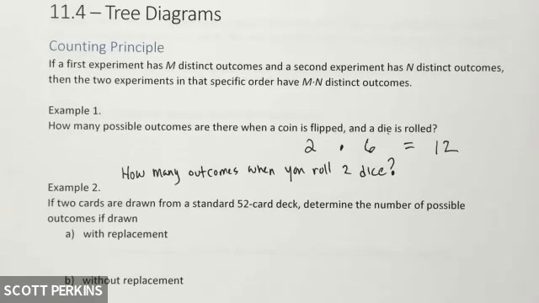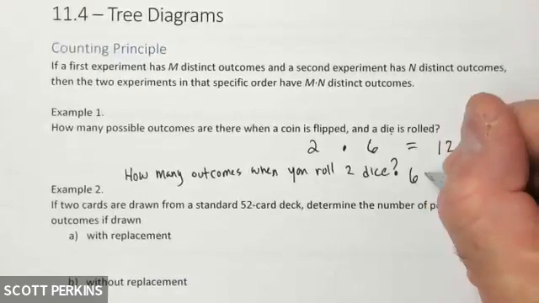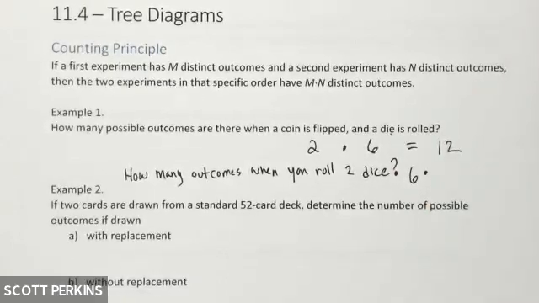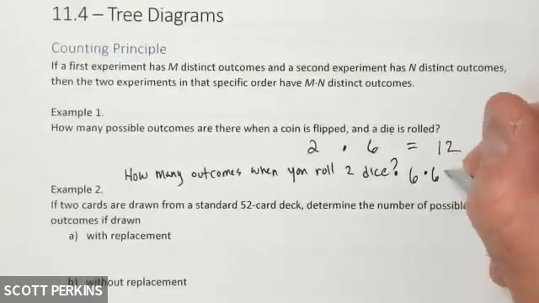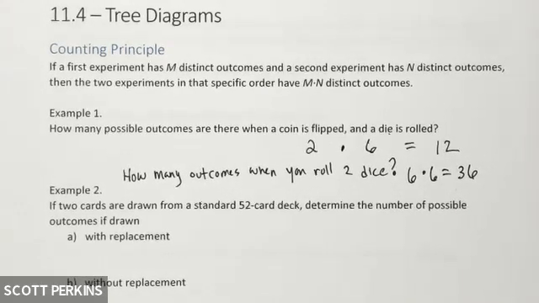Okay, how many outcomes are there when you roll the first die? 6. How many outcomes are there when you roll the second die? 6. So when you do it together, okay, when you're playing Monopoly and you're using 2 dice, then there are 36 possible things that can happen when you roll those 2 dice together.